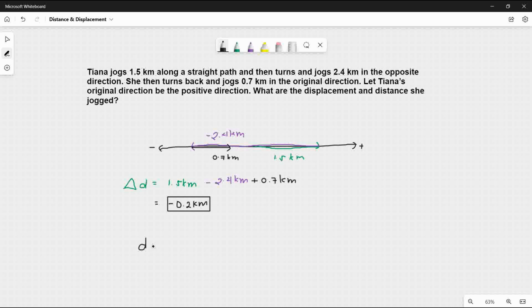For her distance, we are just going to add the path in which she jogged. And this gives us a total of 4.6 kilometers.